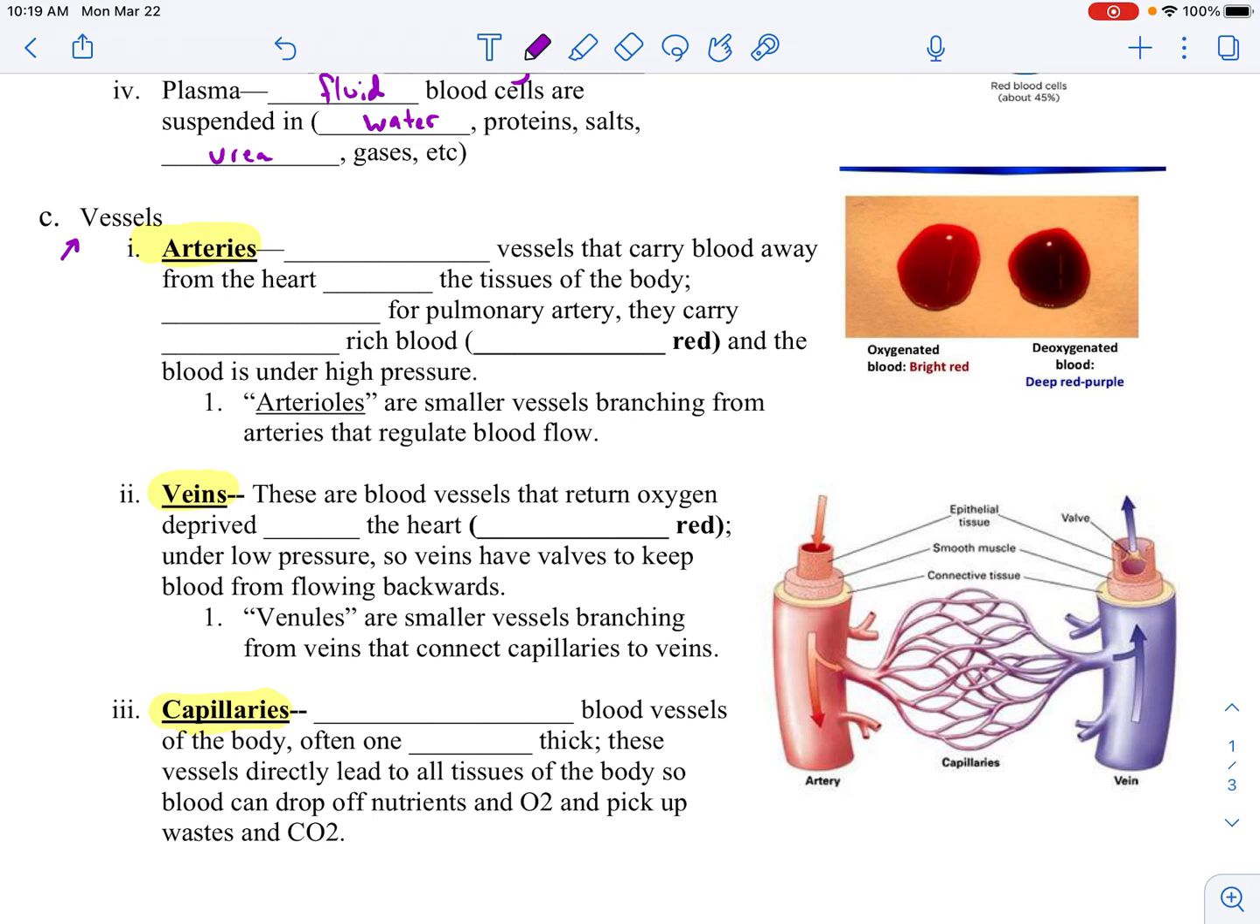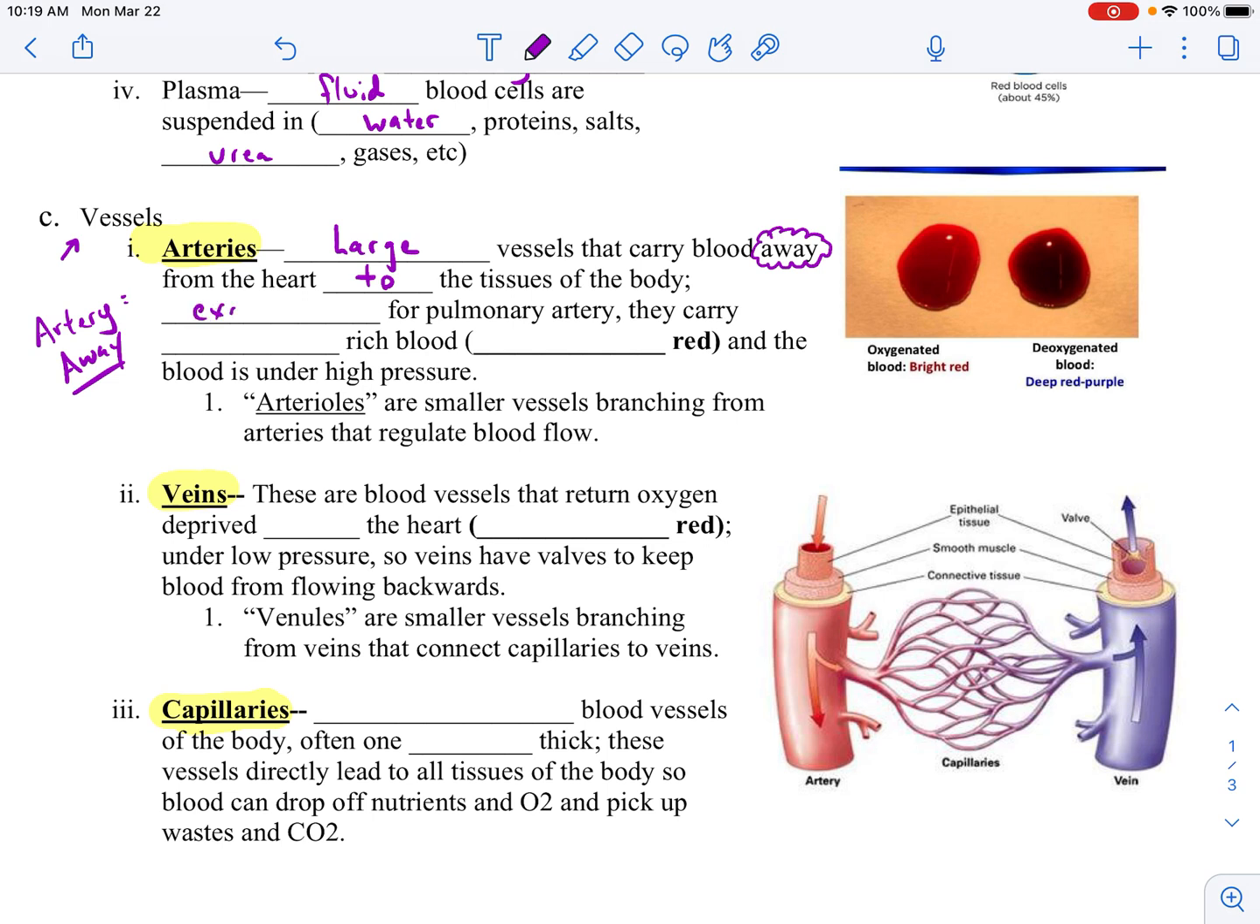Starting with arteries, they are very large vessels that carry blood away from the heart. Okay, so this is important. I want you to highlight away and think artery is away. As long as the blood is leaving the heart and traveling away from the heart, it's in an artery. And that is end of story. That is a rule. Arteries are away. So they carry blood away from the heart to the tissues of the body.